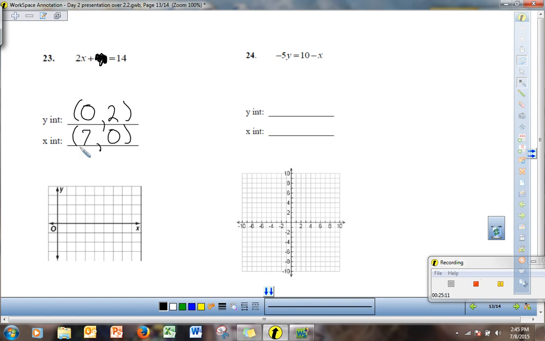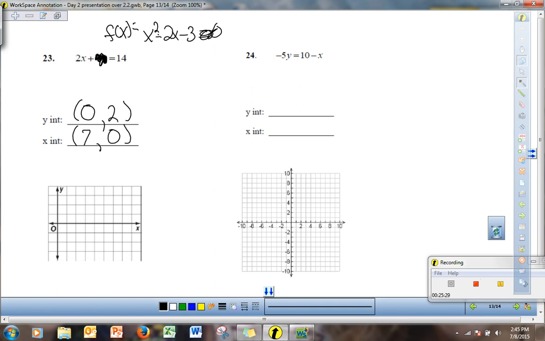This method works on anything. We'll use it later in the year, guys, to graph something that looks like this. We can graph that. Well, I guess then it wouldn't be set equal to 0. But we'll use this same method later on in the year to graph.